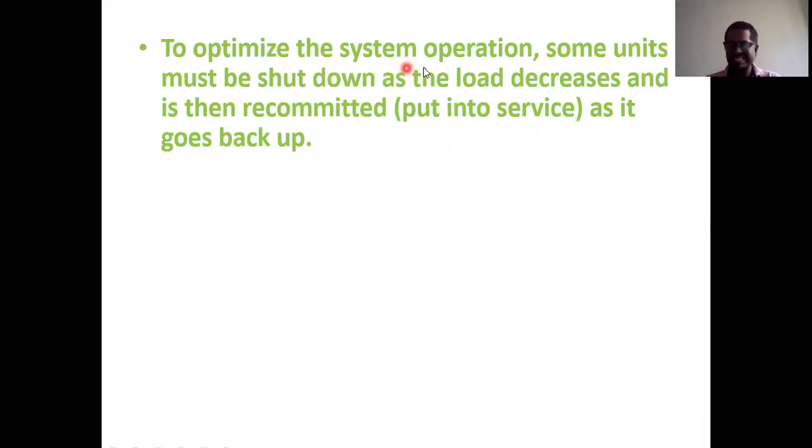To optimize the system operation, some units must be shut down as the load decreases and is then recommitted. Recommitted means we need to put the generators into service as the load goes back up. When the load decreases, we need to shut down some of the generators. When the load increases, again we need to recommit some of the generators. So just now we have seen this.